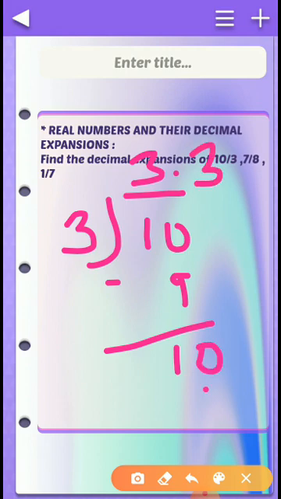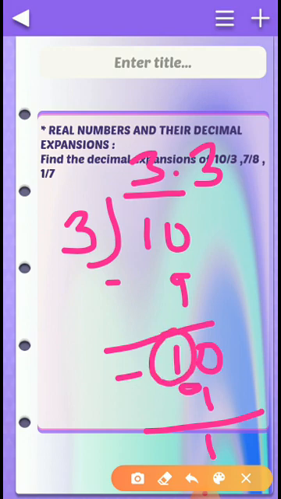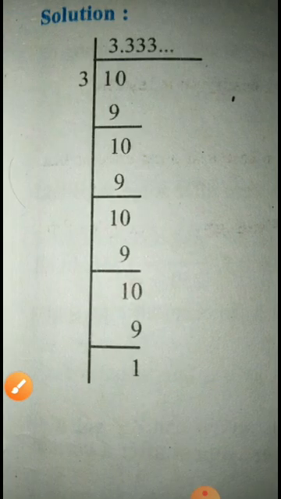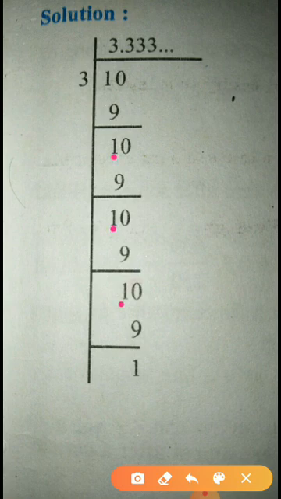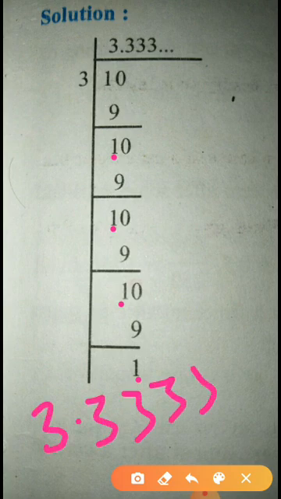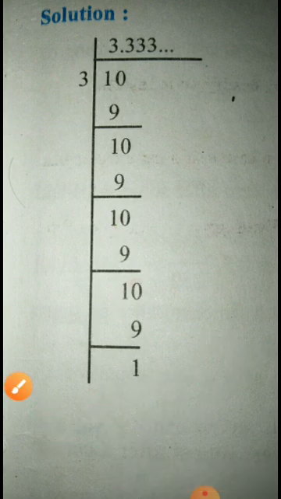Again, 3 3s are 9, and the remainder is again 1. I write 10 again, 3 3s are 9, and the remainder is 1 itself. Everywhere I get remainder 1, so it will go on continuing. I will get the answer 3.3333333 and so on. It will not stop or terminate, since I am getting the same remainder every time.